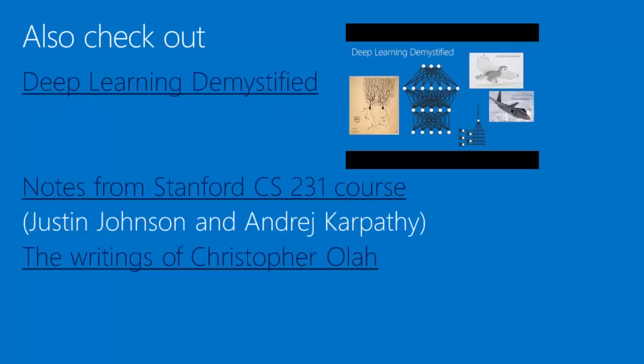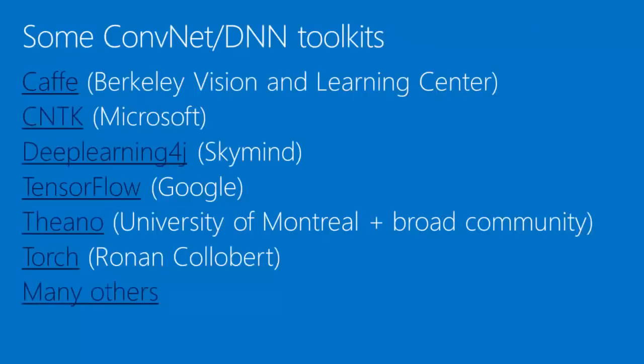If you'd like to continue your study of CNNs, I would recommend looking at the notes from the Stanford Computer Science 231 course from Justin Johnson and Andrej Karpathy. Also, check out the writings of Christopher Olah. He's an exceptionally clear writer. And feel free to check out another presentation that I did, Deep Learning Demystified, talking about some of the properties of deep neural networks in general for someone who is new to the topic. If you'd like to dig even deeper and play with some of these, there's a variety of toolkits. They each have their strengths and weaknesses. I invite you to dig deep into them and learn all about them.